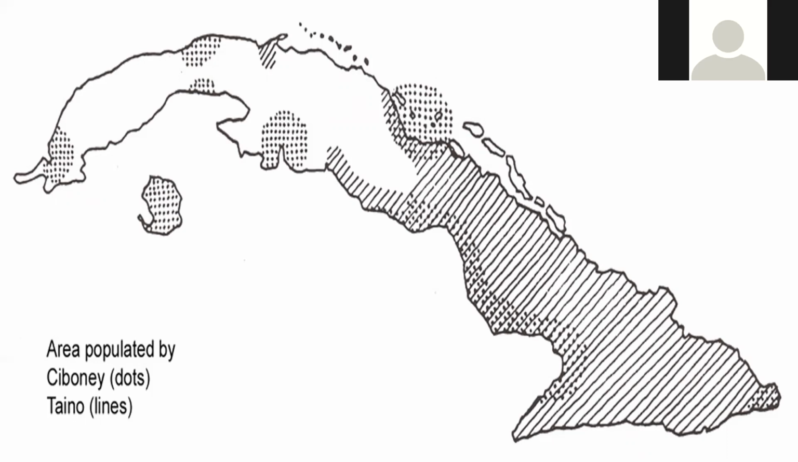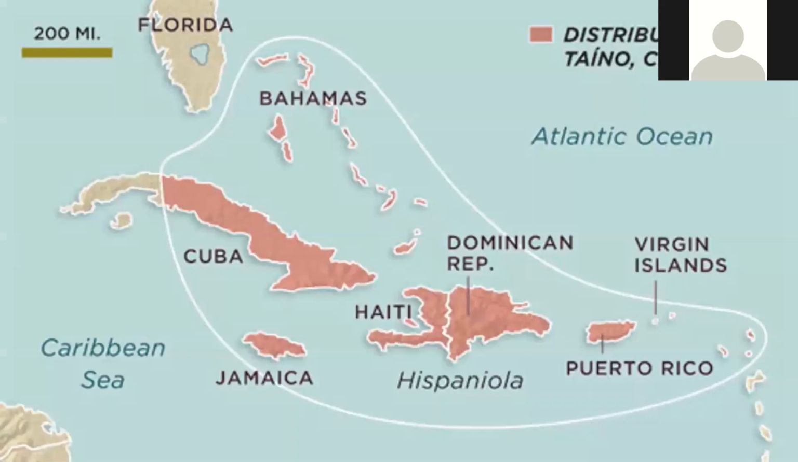So in pre-colonial times, there were two groups of indigenous people. There were the Taino people that are these lines moving across in the eastern part of Cuba, and the Siboney that are in the western part of Cuba. And they're speaking different languages. There's about 350,000 people in Cuba when Columbus lands there. And we'll get to that pretty soon.